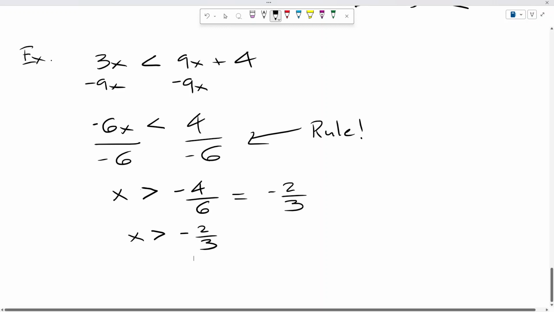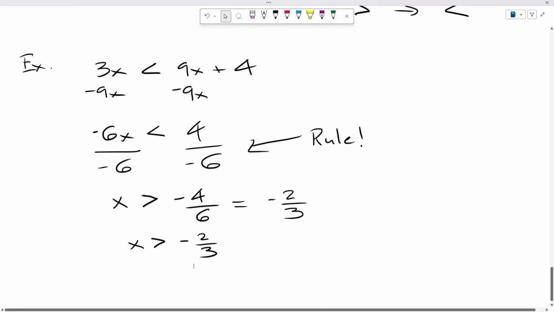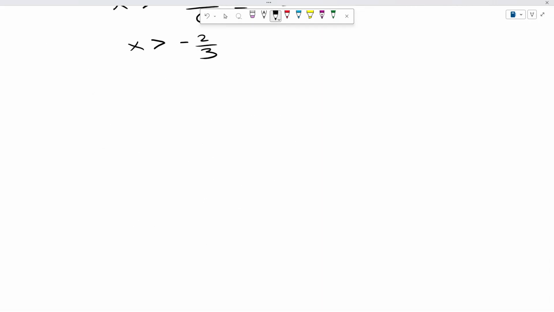And now let's put this in interval notation. We just have a simple greater than, so we'll have a parenthesis. It has to be greater than negative 2/3. So we'll have negative 2/3 and then off to infinity, which always gets the parentheses.